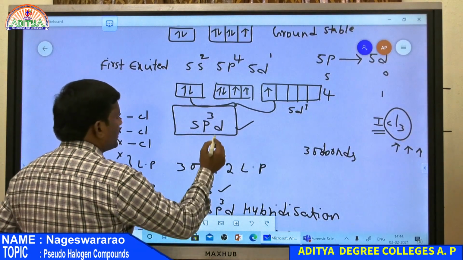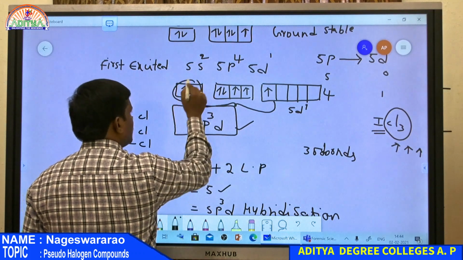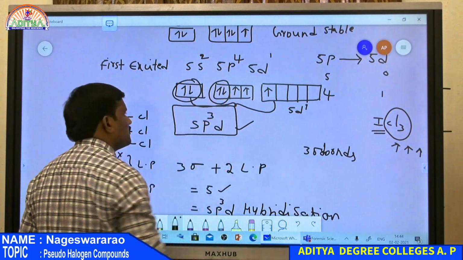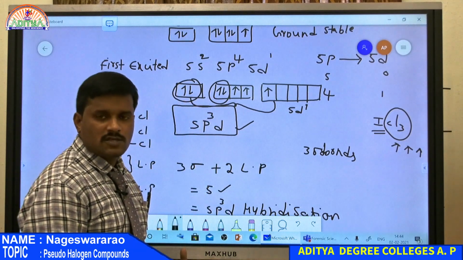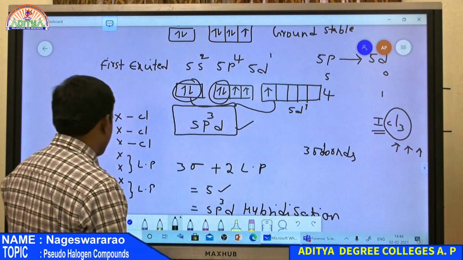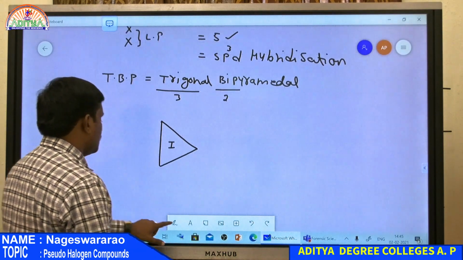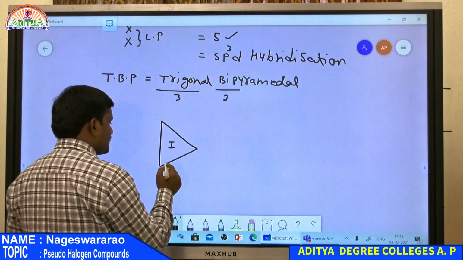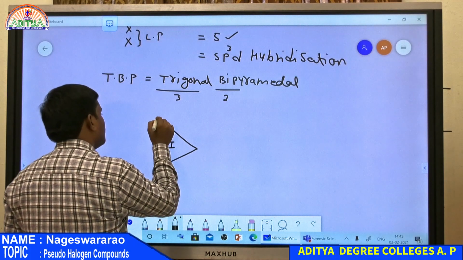So in this electronic configuration, this is a lone pair of electrons, and this is the second lone pair of electrons. These lone pairs are present at the equatorial position of the trigonal bipyramidal structure. So here there are 2 lone pairs of electrons, both present at equatorial positions.